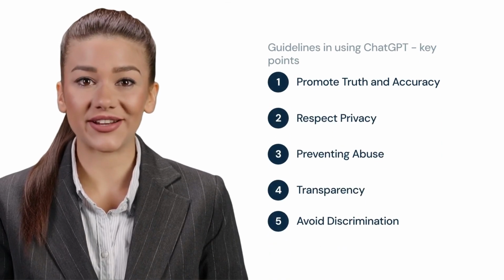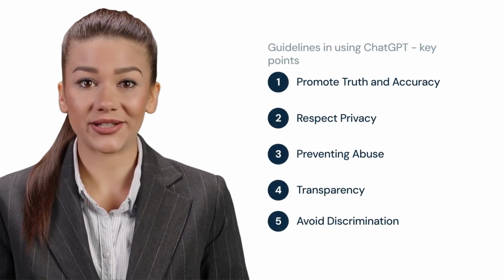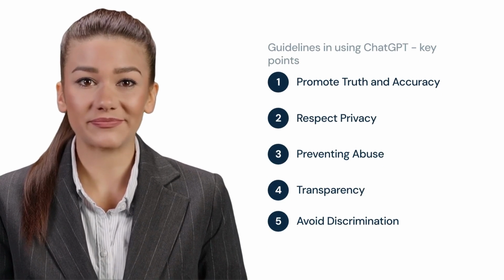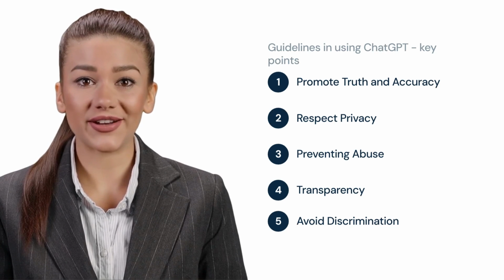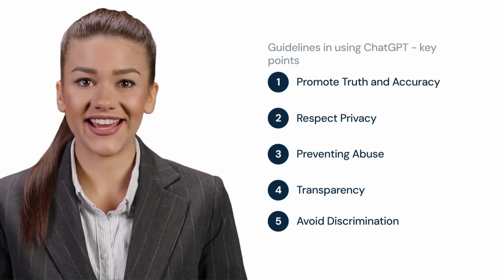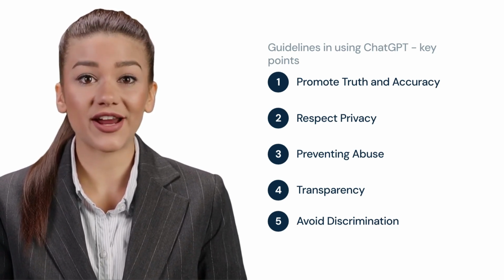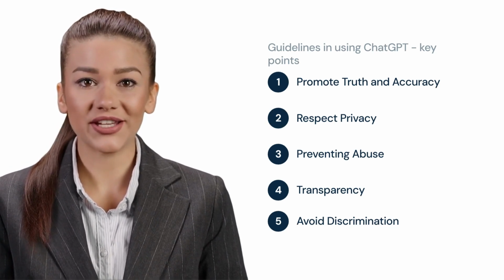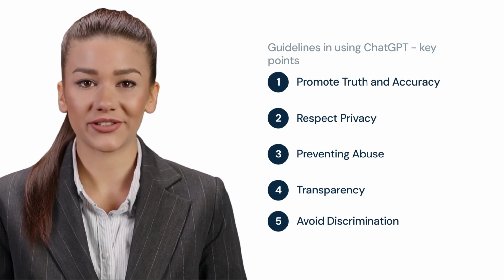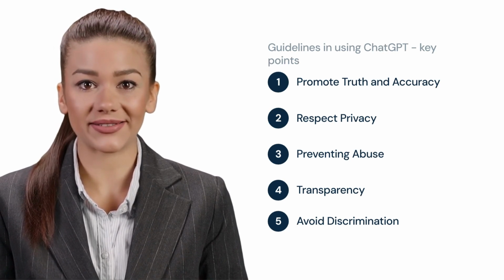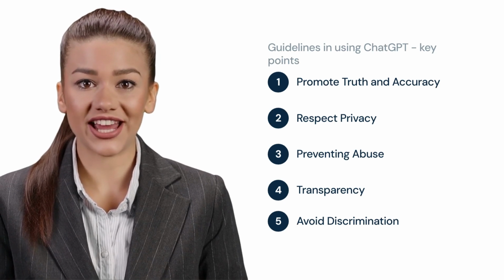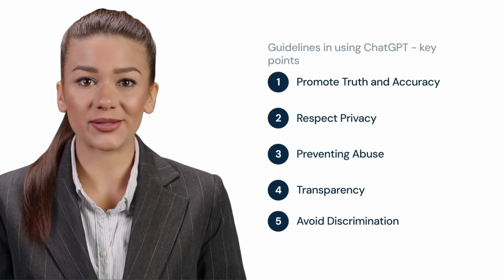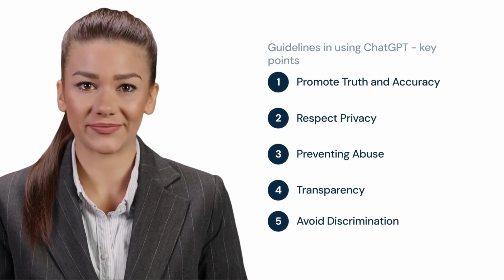These guidelines were developed to help you use ChatGPT ethically, responsibly, and safely. The goal is to ensure that interactions with your chatbot are constructive, respectful, and compliant with privacy laws and applicable legislation. By following these guidelines, you can create a positive experience for users and contribute to a more trustworthy online environment. Promote truth and accuracy. Ensure that the answers provided by ChatGPT are accurate and based on verifiable facts. Avoid spreading false or misleading information.